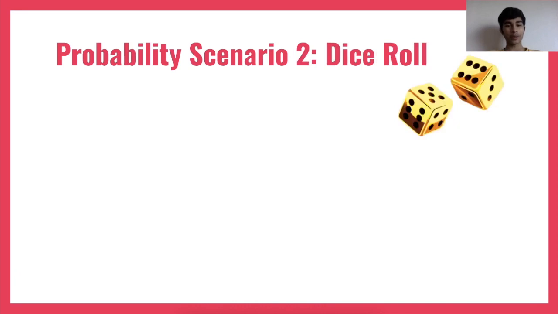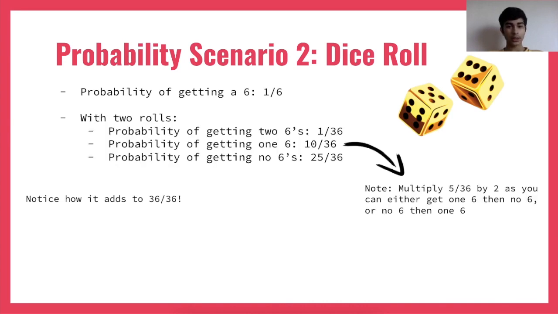Let's take a look at probability scenario 2, dice rolls. Now, the probability of getting a 6 when you roll a dice is 1 out of 6. It's the same for getting any specific number. It's always 1 out of 6 for an unbiased dice. Now, what about 2 dice rolls? The probability of getting 2 sixes is 1 out of 36 because to get the first 6, that is a probability of 1 out of 6, and to get another one, you also have a probability of 1 out of 6. So multiplying those 2 fractions, you get 1 out of 36.